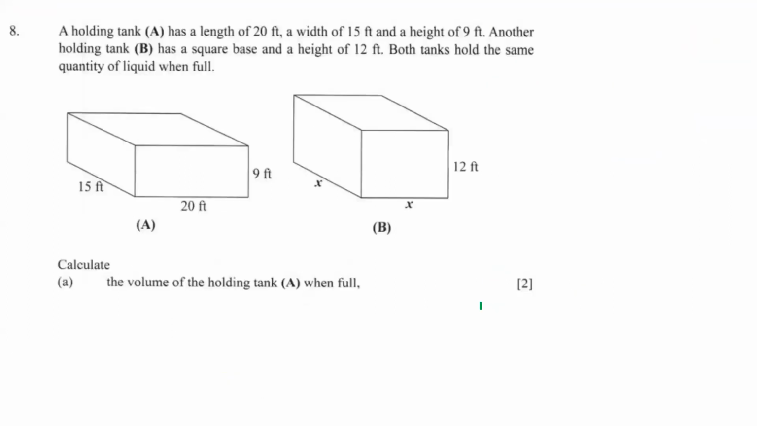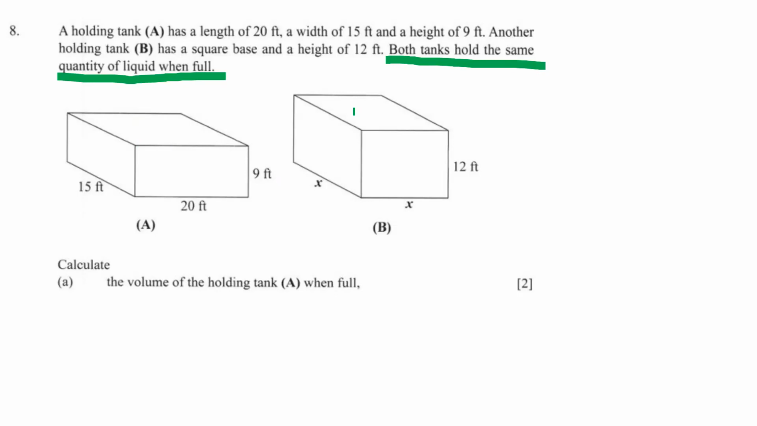Okay, let's move on to the next question. It says that a holding tank A has a length of 20 feet, a width of 15 feet, and a height of 9 feet. Another holding tank B has a square base and a height of 12 feet. Both tanks hold the same quantity of liquid when full. This is very important. That means that the volume of A and the volume of B are actually the same, even though they look different.